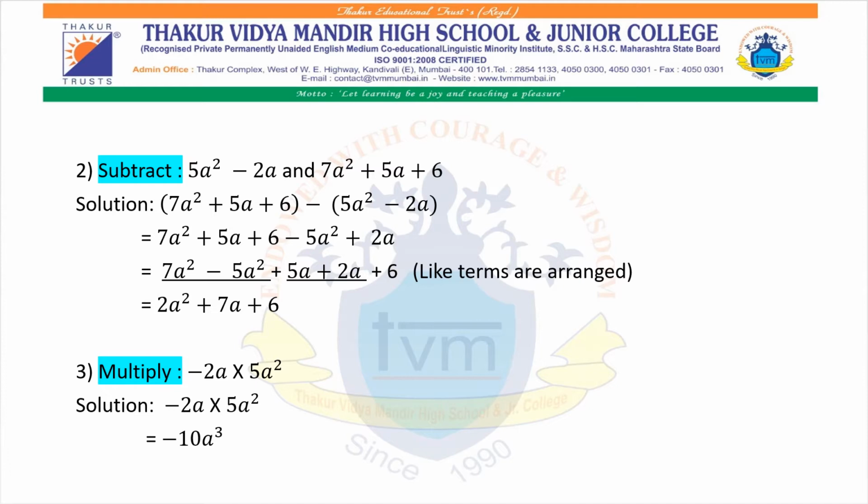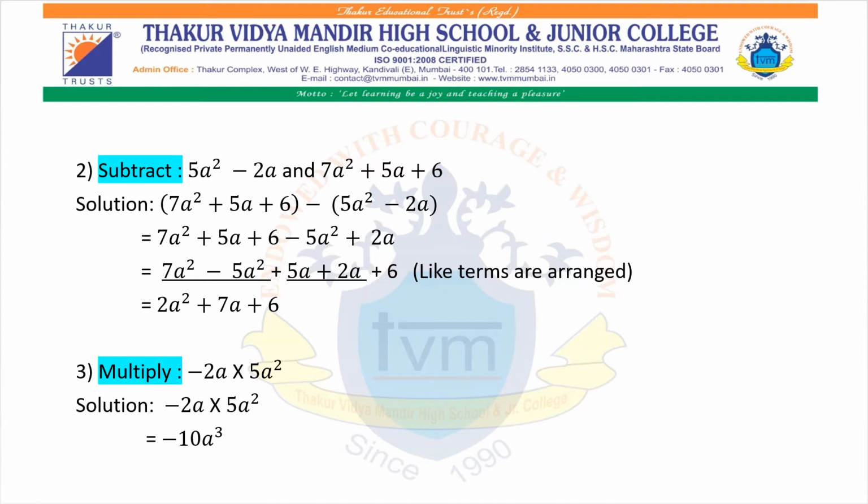So the first polynomial, that is 7a square plus 5a plus 6, will be as it is. The subtraction sign will be as it is, but when we are opening the second bracket, the internal signs will get changed. So plus 5a square will become minus 5a square and minus 2a will become plus 2a. So 7a square minus 5a square plus 5a plus 2a plus 6. Here we have arranged the like terms together. So 7 minus 5, we will get 2a square, plus 5a plus 2a, we will get plus 7a, and plus 6 will be as it is.